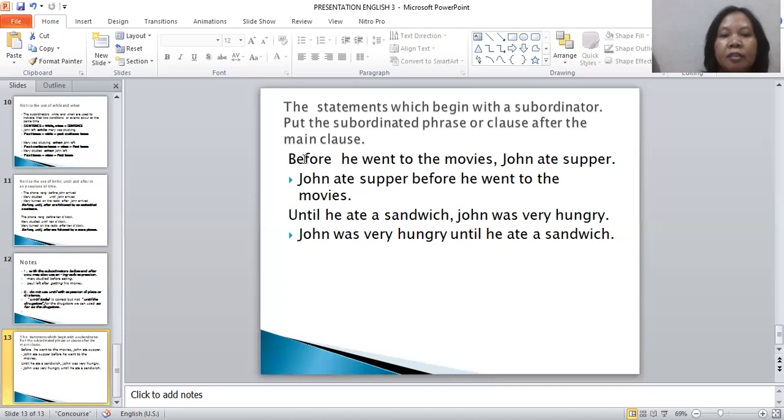The difference is in the first sentence and the second sentence. John ate supper is the main clause. And we will not use this. So the main clause must be used in the first position. So the answer is John ate supper before he went to the movies.